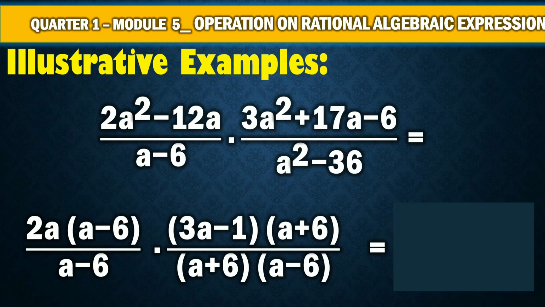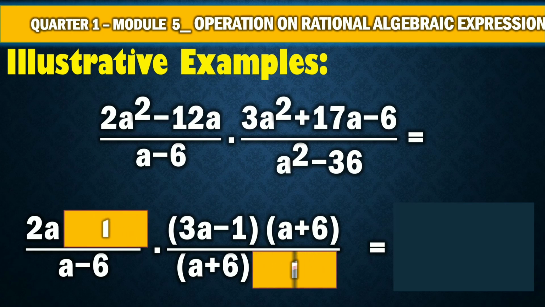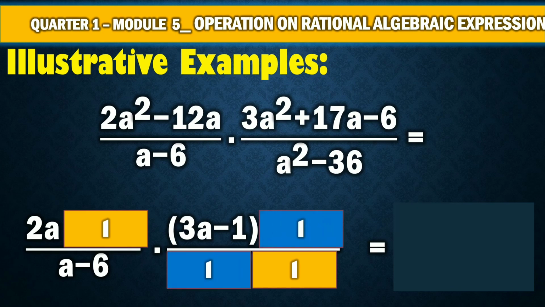Now, let's divide out or cancel out the common binomials or common factors that we have here. So, the a minus 6 has a partner in the denominator of the first expression, and we also have a partner in the denominator of the second expression. So, that is what we cancel out. So, that is equal to 1. And then, the a plus 6 in the denominator of the second expression, we divide it out with the numerator of the second expression. So, that is also equal to 1. Is there more? No more.